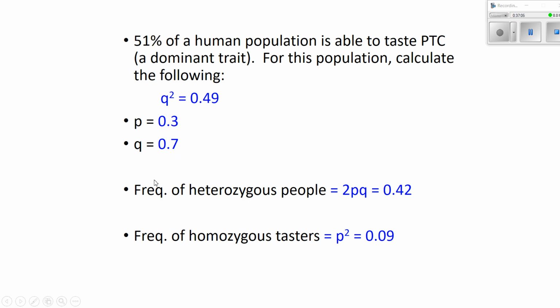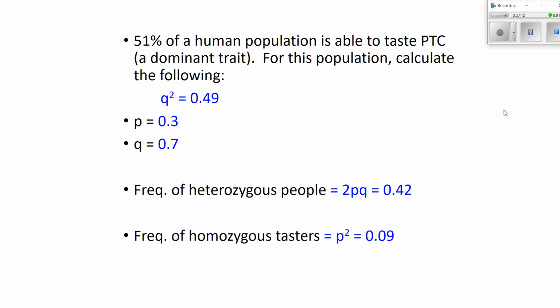Everything else is easy. Frequency of heterozygous people is 2 times P times Q. Frequency of homozygous tasters is 0.3 squared. 0.3 is P, so P squared is 0.3 squared, and it's not 0.9. If you try to do that in your head, you might think 0.3 squared is probably 0.9, but I promise you it's not. Put it in your calculator. I'm putting it in my calculator right now: 0.3, and then the X square button, and it is 0.09.